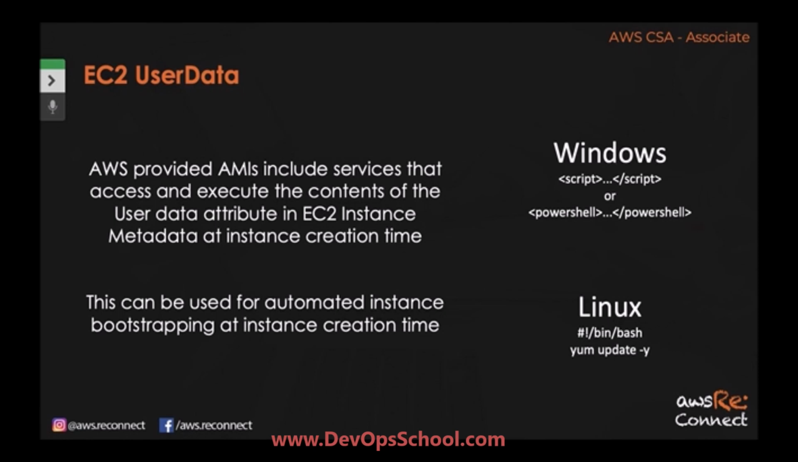For example, I will write a script for Linux to update my machine, install the Apache server, start the Apache server, and create an index.html file in my public folder. I will upload that script while creating the EC2 machine. So what will happen while configuring the EC2 machine? It will update the machine, install the Apache server, start it, and create an index.html file. So it's like pre-configuration of your EC2 machine. Whatever services you want to install, you can pre-configure here using the user data.